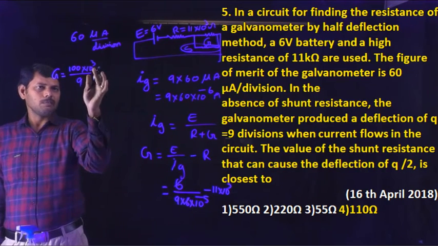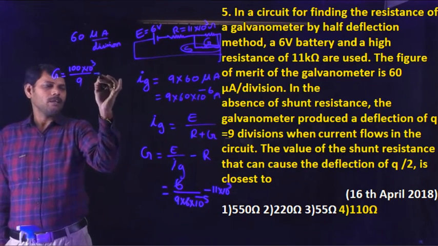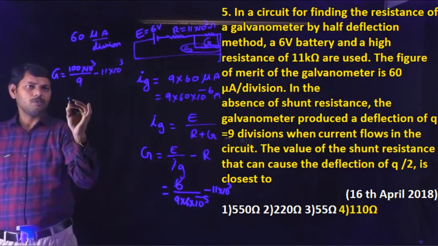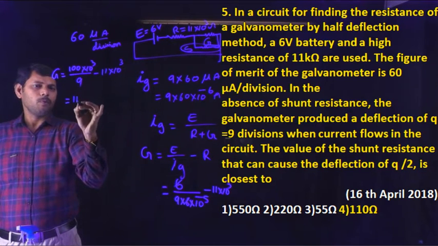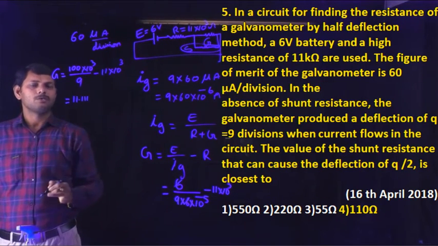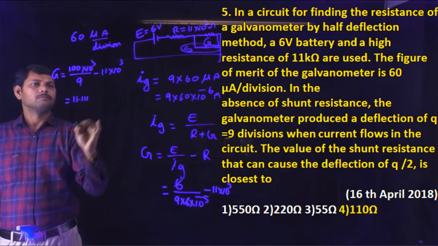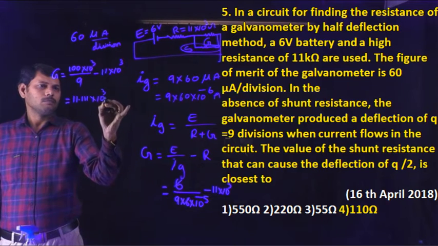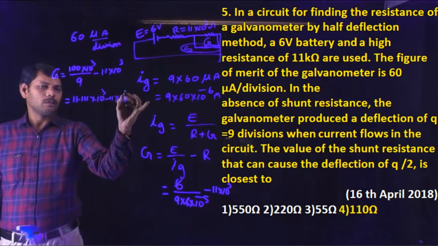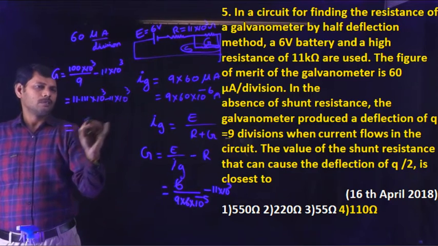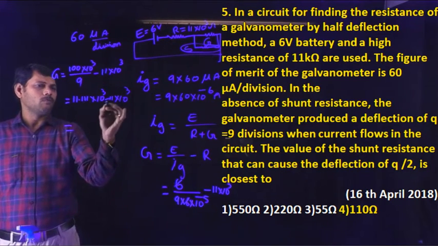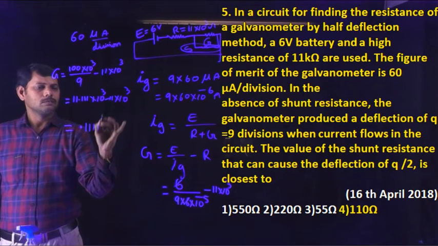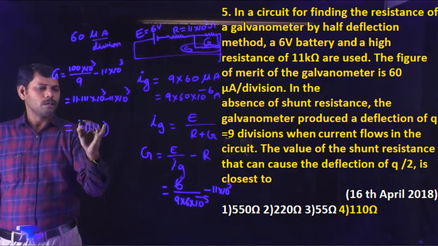100 into 10 power 3 means 10 power 5 by 9 minus 11 into 10 power 3. So this is equal to 11.111 and so on, 100 by 9 into 10 power 3 minus 11 into 10 power 3. It becomes 10 power 3 common, 11.11 minus 11 means 0.111 and so on into 10 power 3.